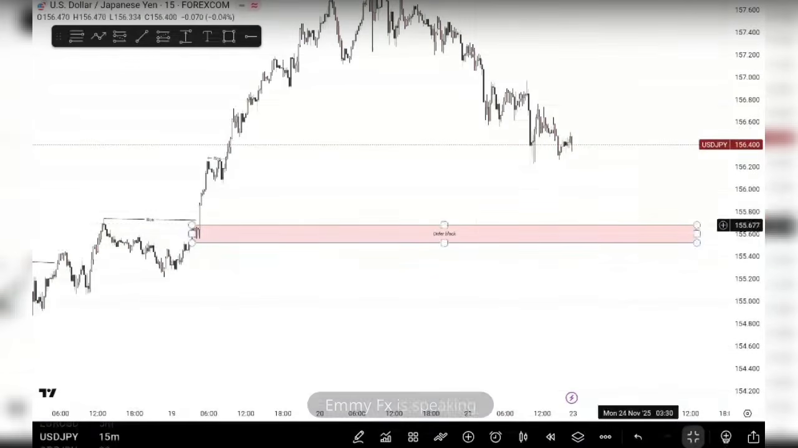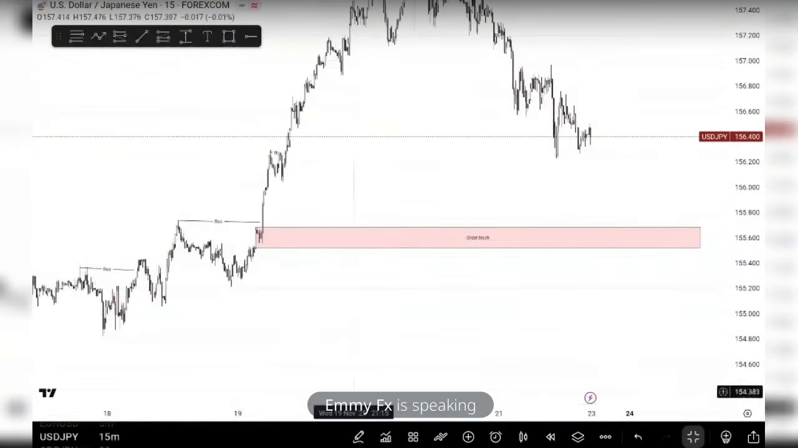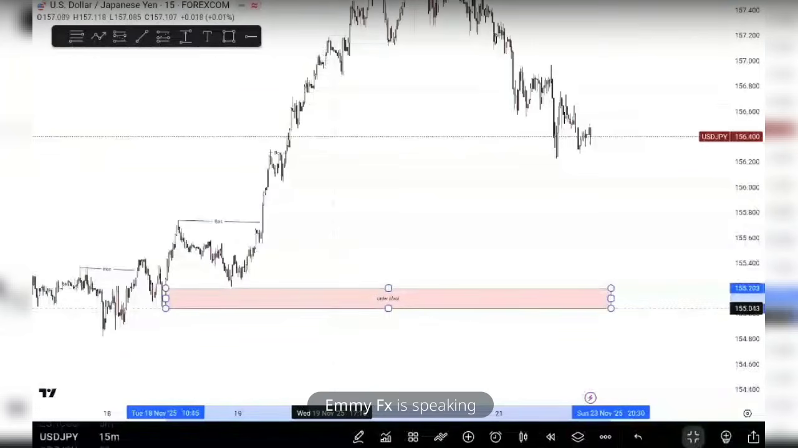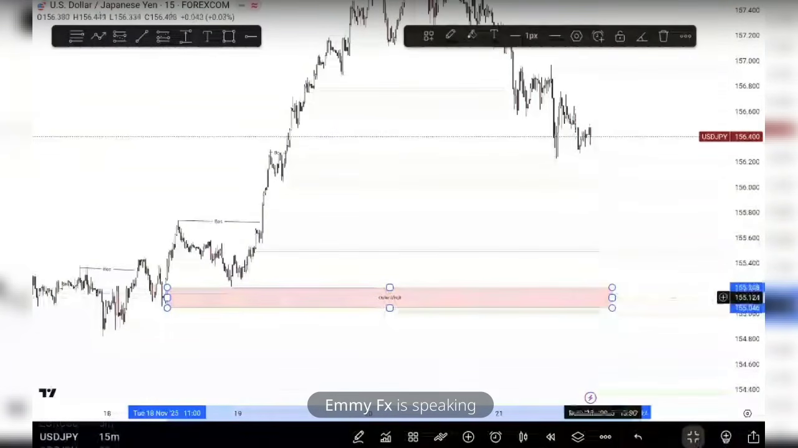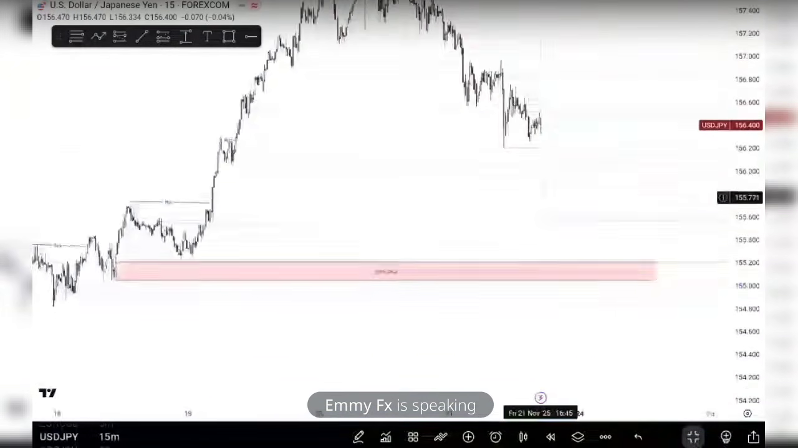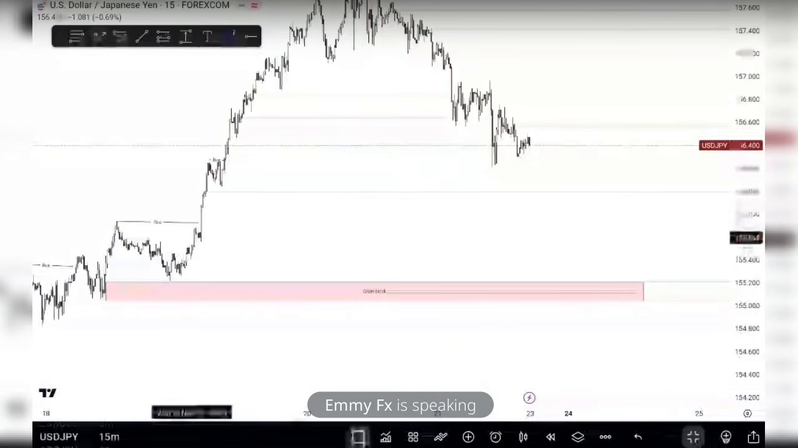Now, the best way for us to wait for price at this zone, we want to take a buy. So it's to wait for it at this zone. The reason I'm telling you to wait for it at this zone is since the market is opening on Monday, we also have this zone.